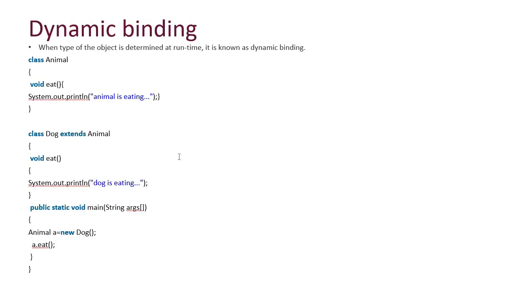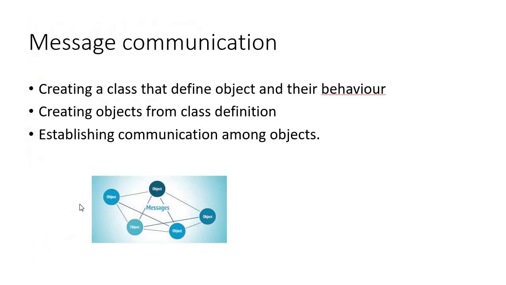The next one is dynamic binding. When the object is determined at runtime, it is known as dynamic binding. These are the examples for static and dynamic binding. Lastly, message communication: creating a class that defines the object and behavior, creating the objects from the class definition, and establishing the communication among the objects. These are the message communication.